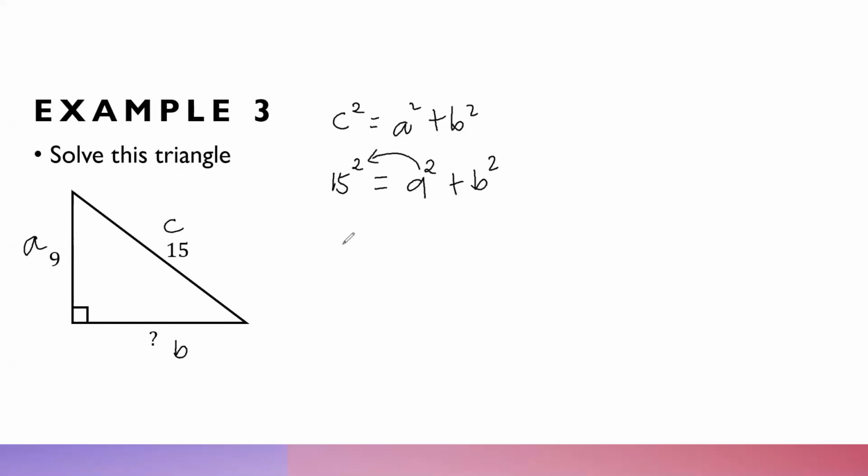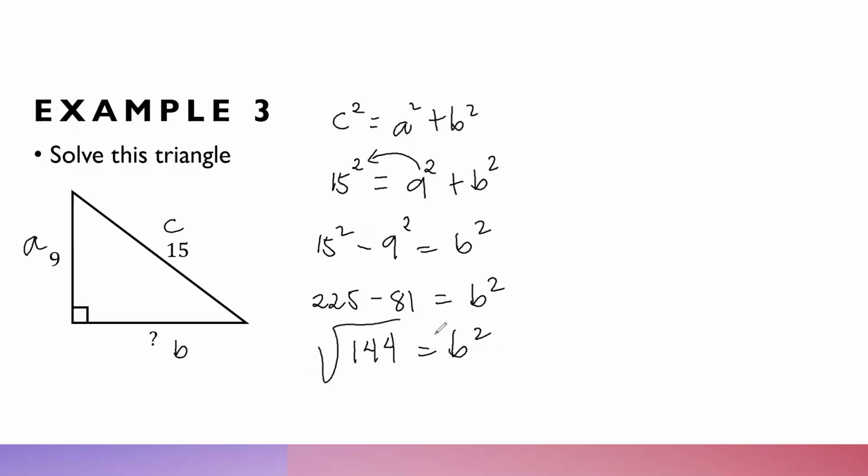Now transpose it to the other side, we have 15 squared minus 9 squared is equal to B squared. Now 15 squared is equal to 225 minus 9 squared, which is 81, equals B squared. Now 225 minus 81 is equal to 144, equals B squared. Now raise both sides of the equation by 1/2, or take the square root. Now B is equal to the square root of 144, which is 12. So B is equal to 12.